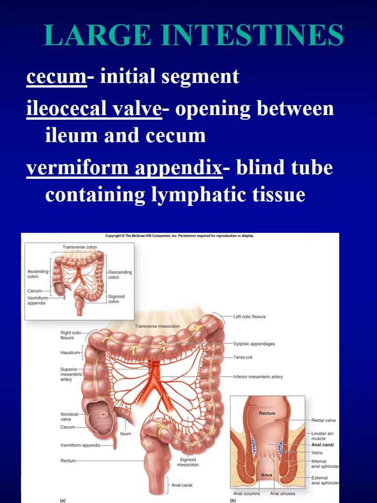The large intestine forms a three-sided perimeter in the abdominal cavity around the centrally located small intestine. From its origin at the ileocecal junction to its termination at the anus, the large intestine is about 1.5 meters in length, and it's termed the large intestine because it has a greater diameter than that of the small intestine.